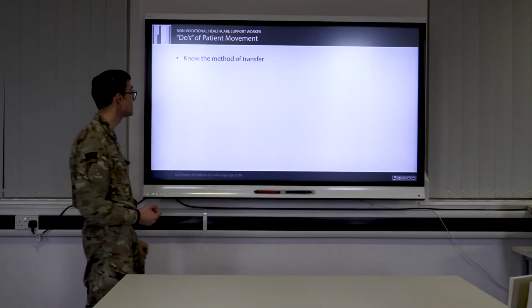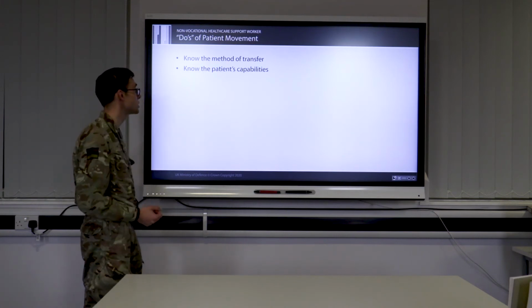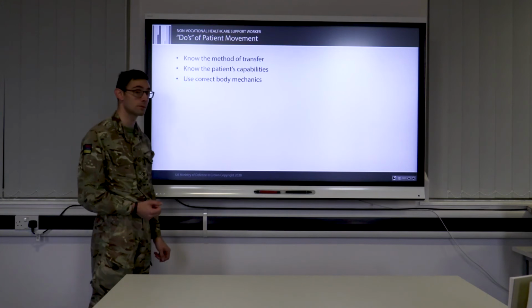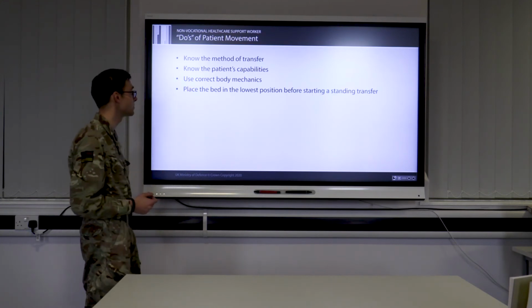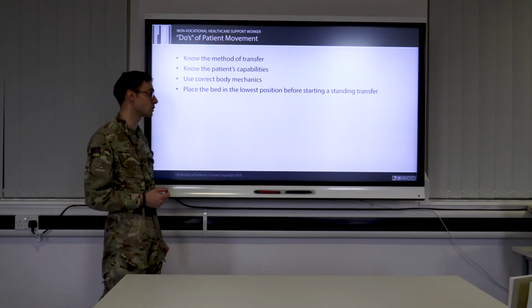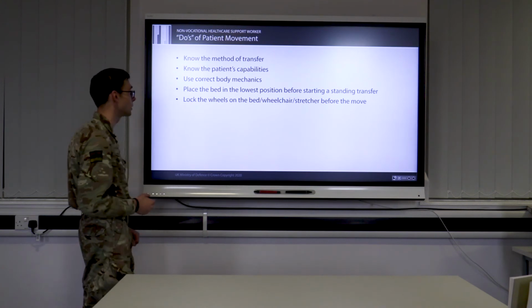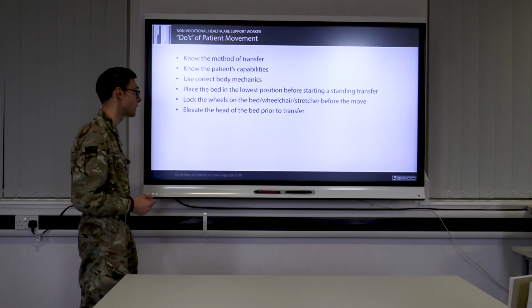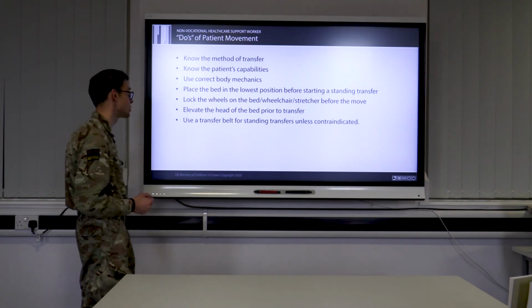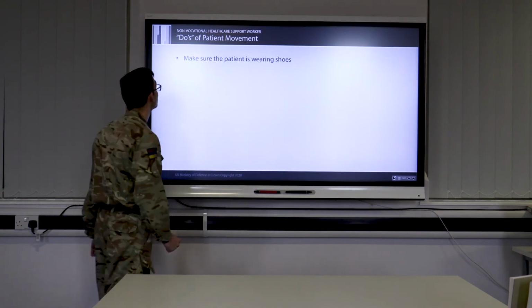Some do's of patient movement: know the method of transfer, know the patient's capabilities, and use correct body mechanics so they move in a normal fashion. Place the bed in the lowest position before starting a standing transfer; hospital beds have the ability to lower and raise. Lock the wheels on the bed, wheelchair or stretcher before the move. Elevate the head of the bed prior to transfer. Use a transfer belt for standing transfers unless contraindicated through injury.